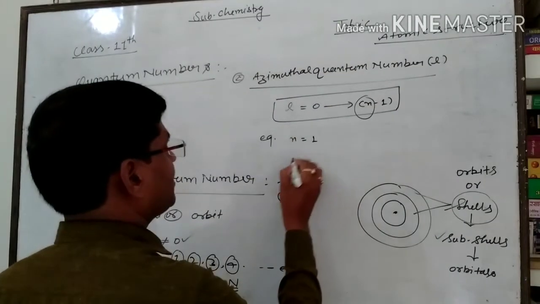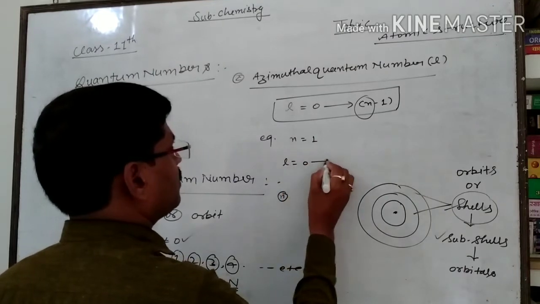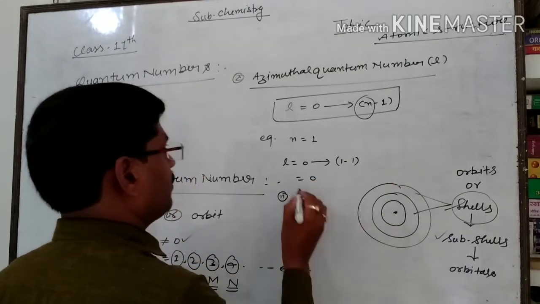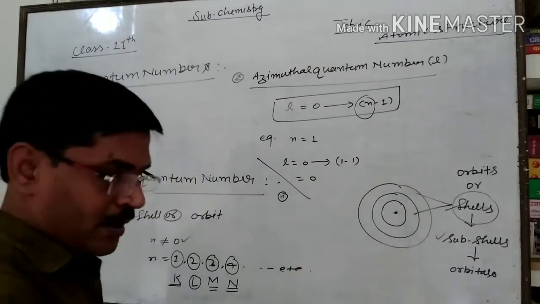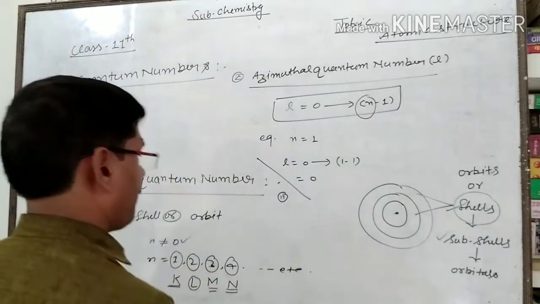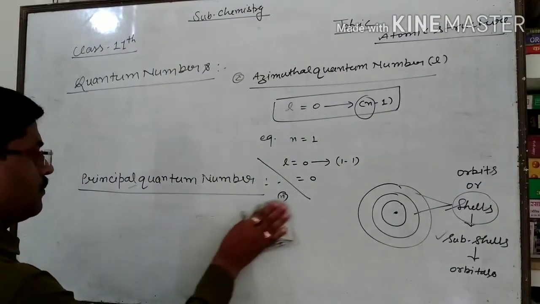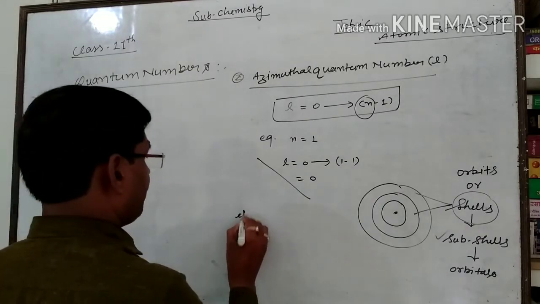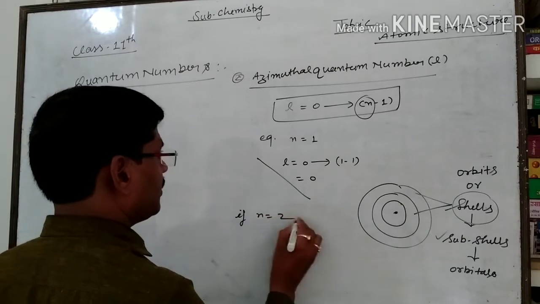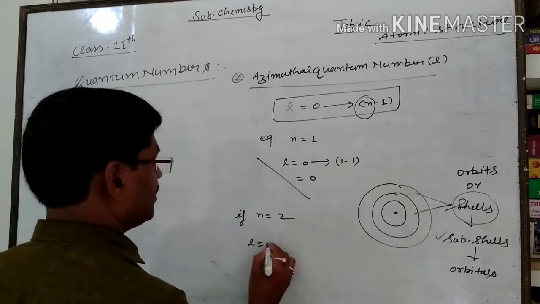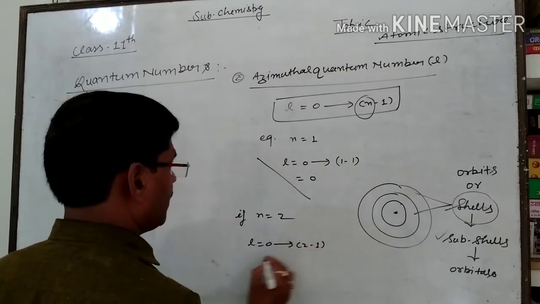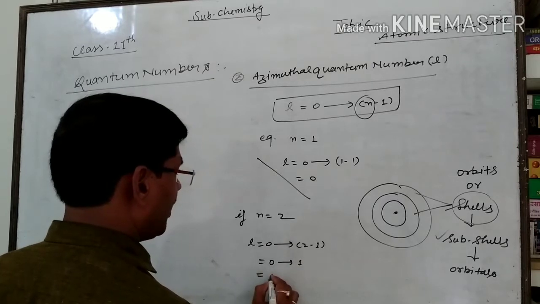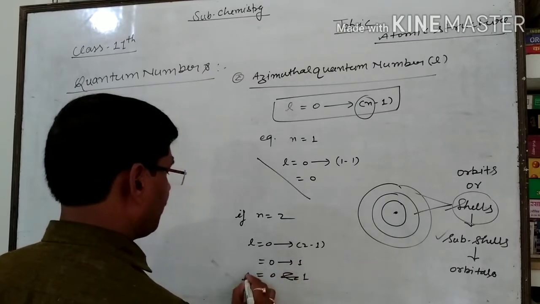Suppose I have taken an example: n is equal to 1. It means that l is equal to 0 to 1 minus 1, so l is equal to 0. Suppose the next value I take, n is equal to 2. It means l is equal to 0 to 2 minus 1. So the values of l are 0 to 1, that is, 0 and 1.